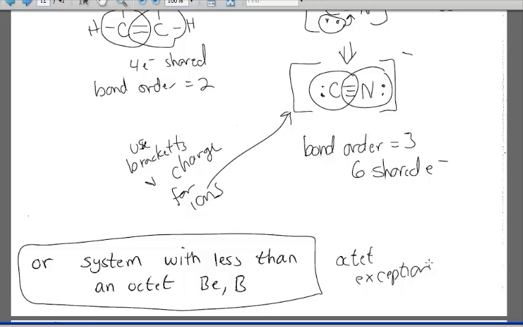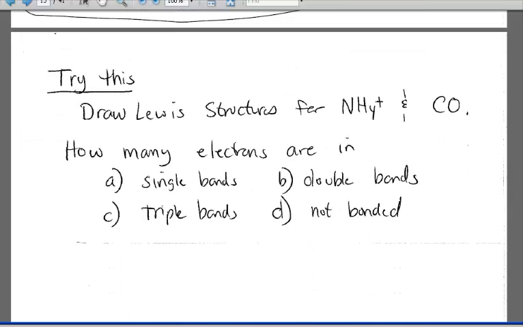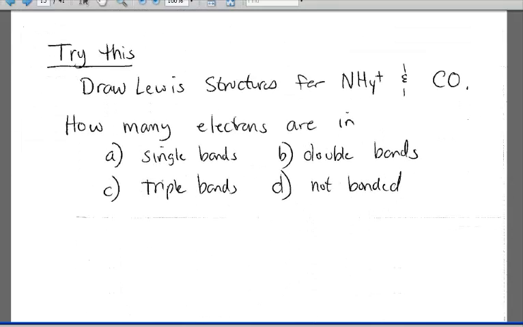All right, so it's time for you to try drawing things. Draw Lewis structures for the ammonium ion, remember the rules for ions, and carbon monoxide. And then answer the question, how many electrons are in single bonds, how many in double bonds, how many in triple, how many are not bonded at all. Okay, so let's stop the tape and work on that.